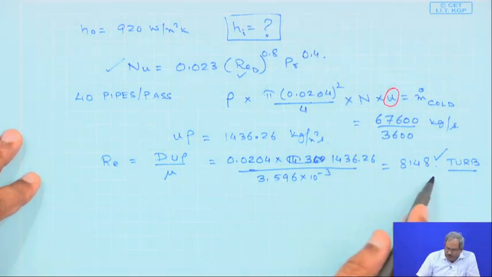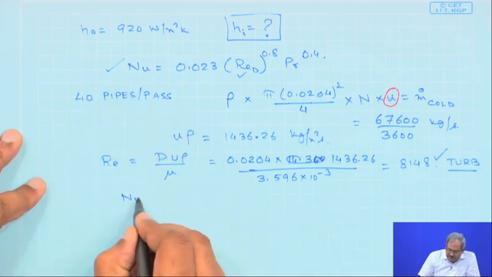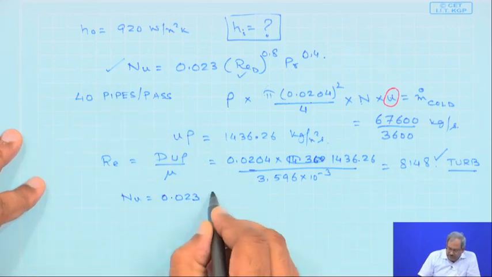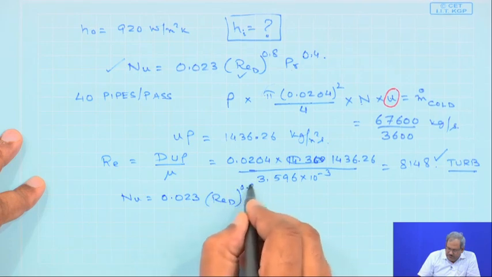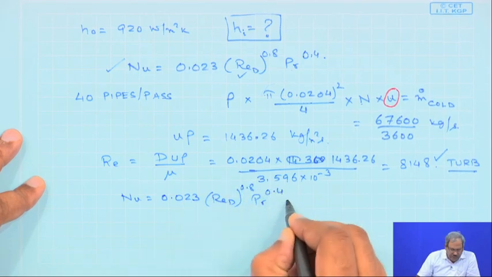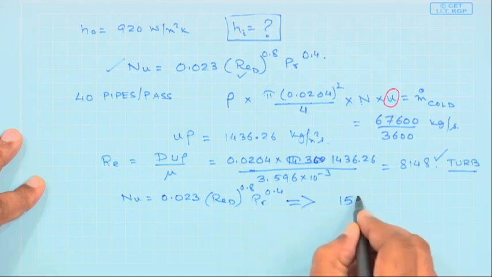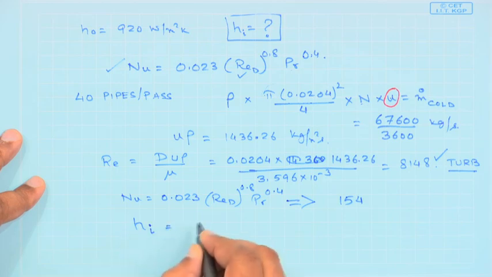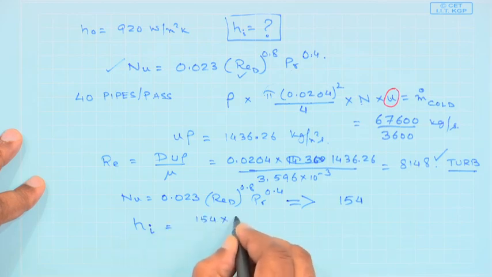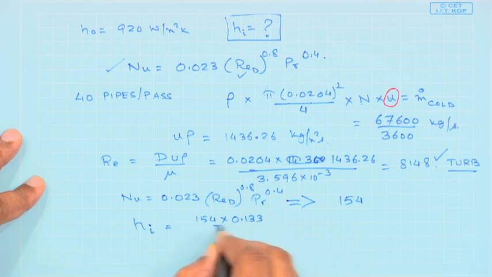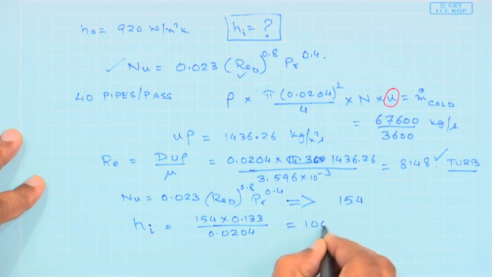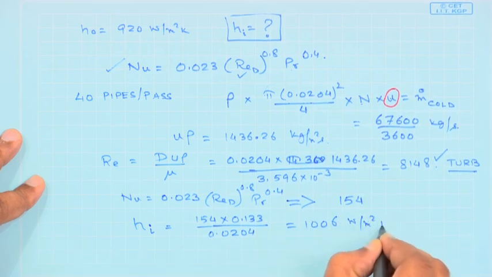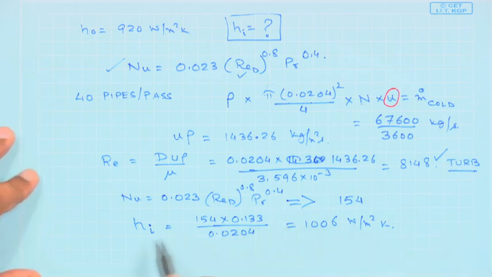So, with the value of Reynolds number and Nusselt number from the Dittus-Boelter equation, this would give you the value of Nusselt number equal to 154, and this would give you the heat transfer coefficient on the inside equal to 154 into the value of k by the value of D, 1006 watt per meter square Kelvin. So, this is another important result, that I know what is the value of my Hi.